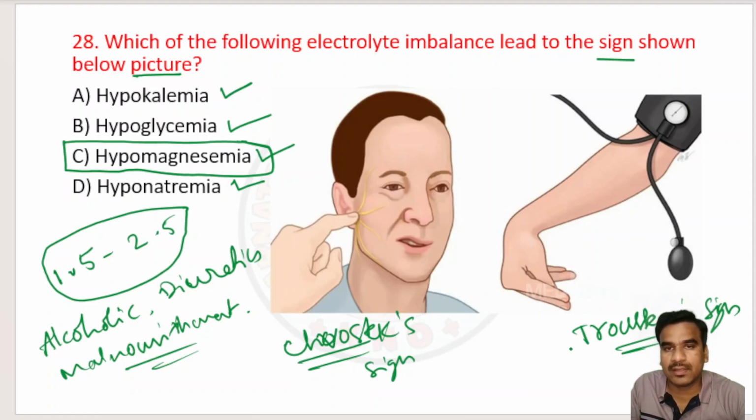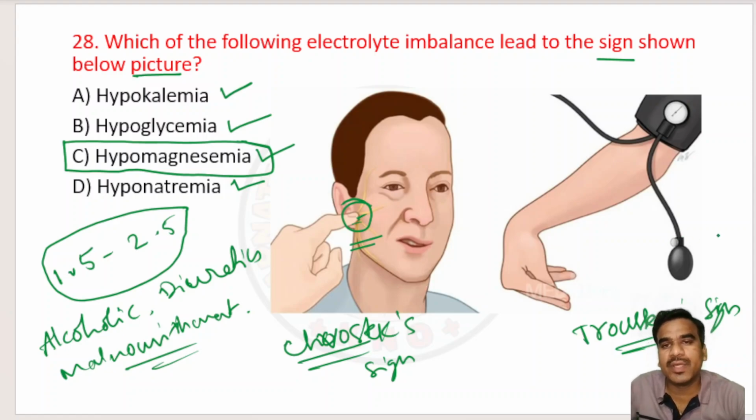How are we going to assess this? We have to tap on the angle of the jaw. Here, we have to tap like this. Muscle twitching is seen, because we are assessing the facial nerve. Muscle twitching is seen on the assessed side. That is called the Chvostek sign.